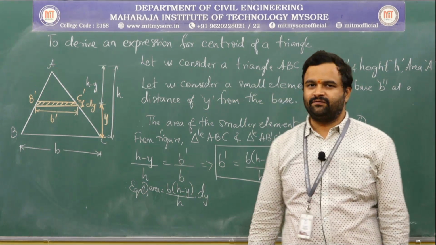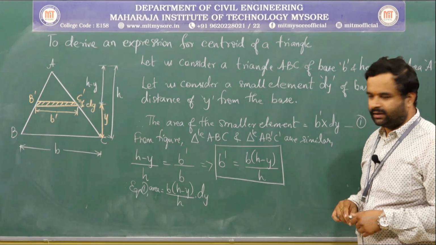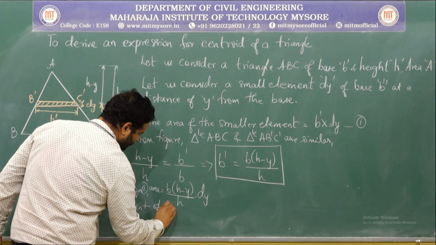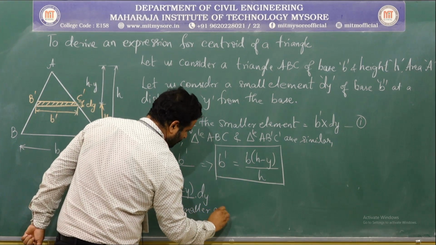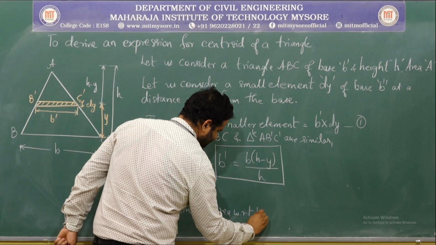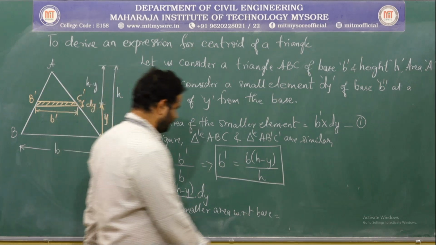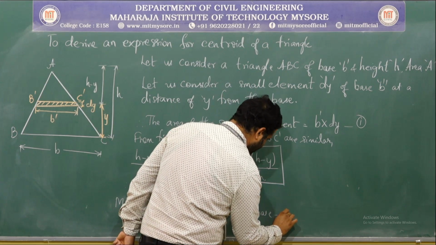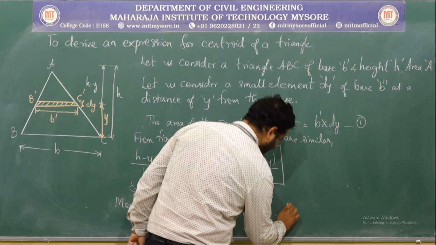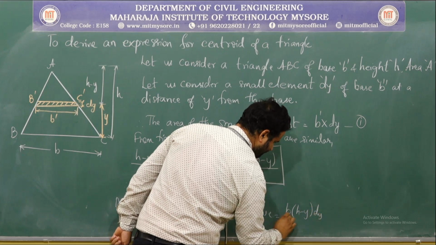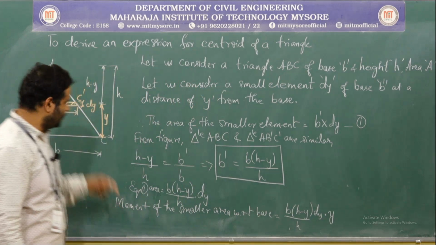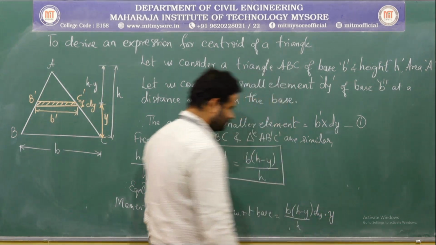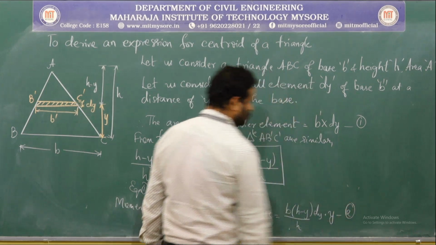Now, if I take moment of the area for smaller element, I can write it as moment of the smaller area with respect to base is given by area of the smaller element into its centroidal distance. So area of that is nothing but b into h minus y by h into dy, into y, which is the centroidal distance of that particular elemental area. So this shall be equation number 2.